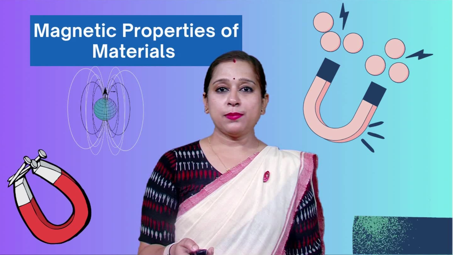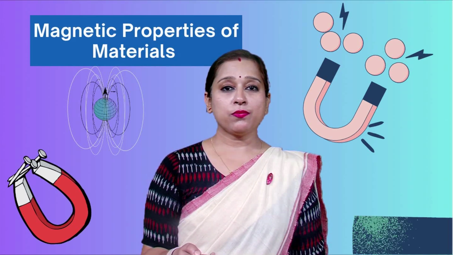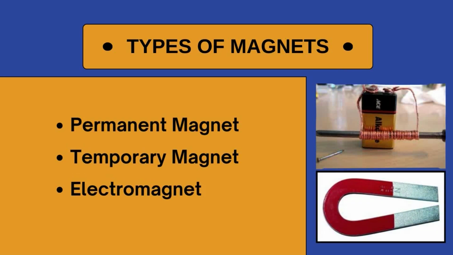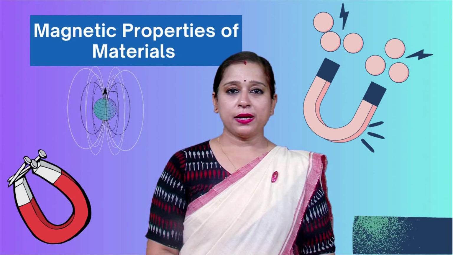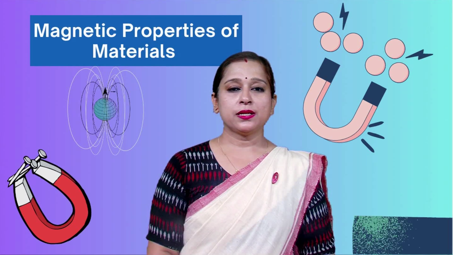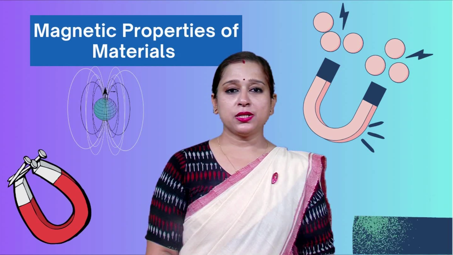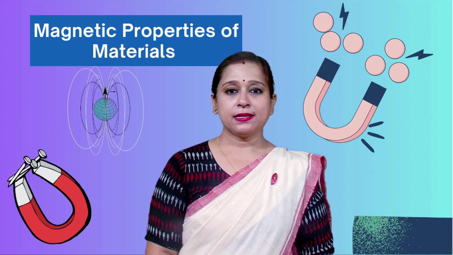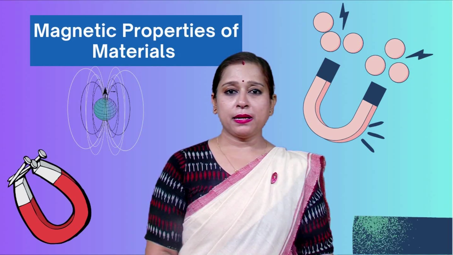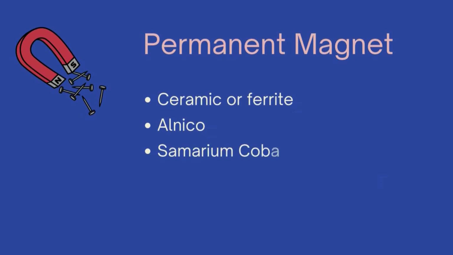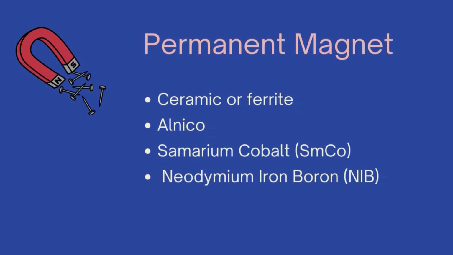We are moving to the types of magnet. We may have 3 different types of magnets: permanent magnet, temporary magnet, and electromagnet. Permanent magnets are those magnets that are commonly used. They are known as permanent magnets because they don't lose their magnetic property once they are magnetized. There are 4 types of permanent magnets: ceramic or ferrite, alnico, samarium cobalt, and neodymium iron boron.